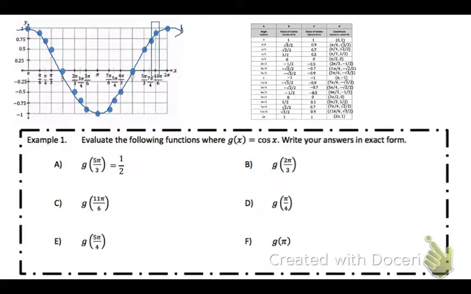Now 11 pi over 6, that's the square root of 3 over 2. 5 pi over 4, that goes down to about negative 0.7, which is the same thing as negative square root of 2 over 2. So that's what that is. 2 pi over 3, negative 1/2. Pi fourths, square root of 2 over 2. And then pi is negative 1.